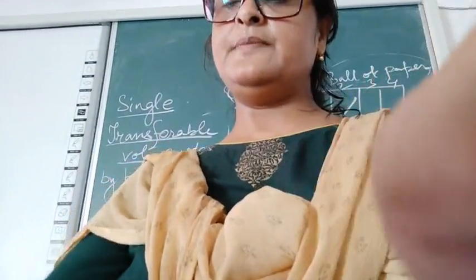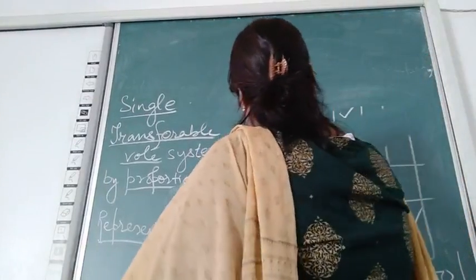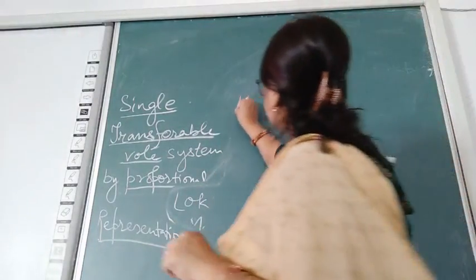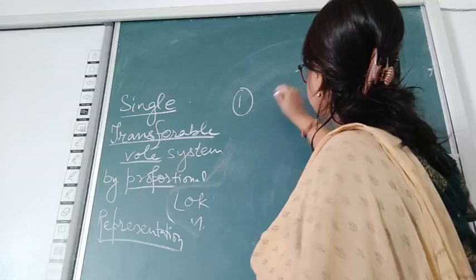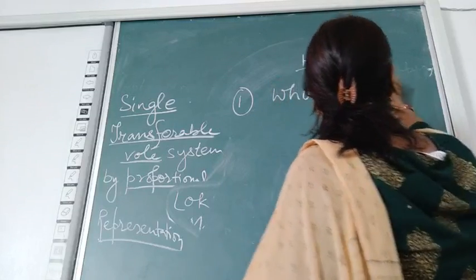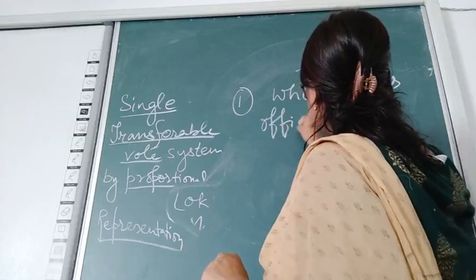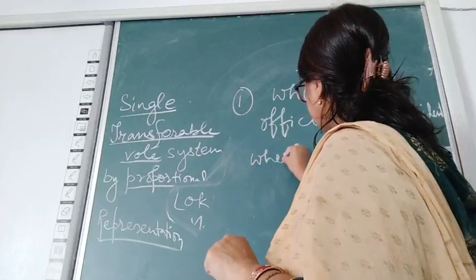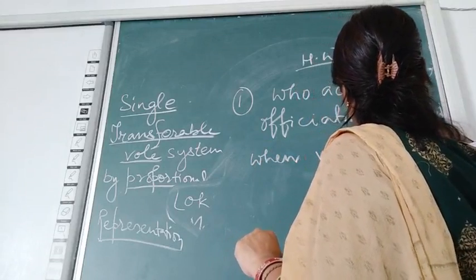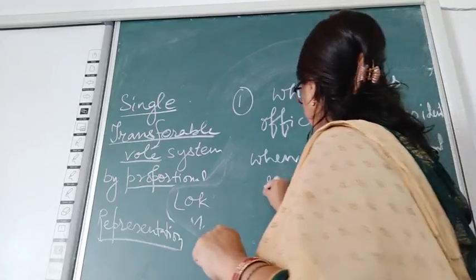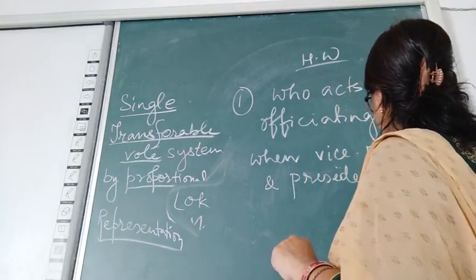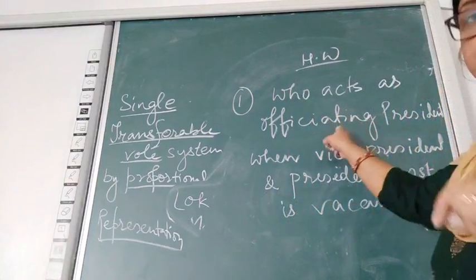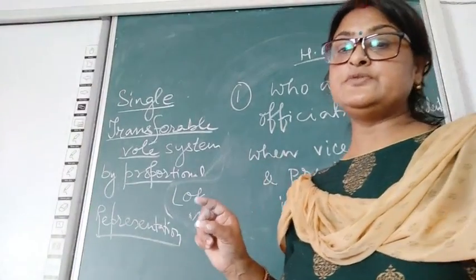So children, please go through this video and learn the topics, and I am giving you some short questions to write. This is your homework. First question you will write: who acts as officiating president when vice president and president post is vacant. What will be the answer? Chief Justice.